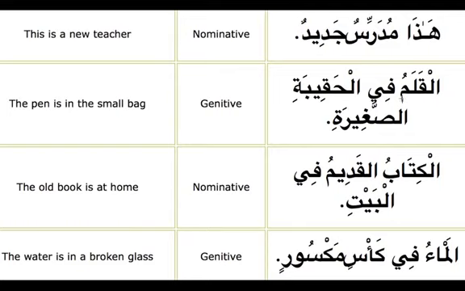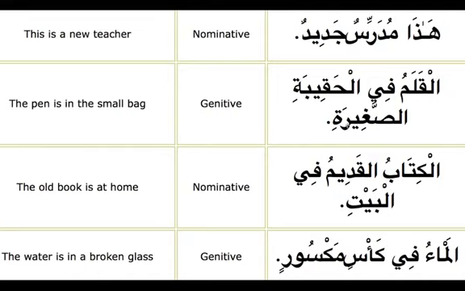So al-qalamu, the pen, fi, harf jar, fil haqibati. Haqiba means bag. So we're telling the pen is in bag. But if you want to say more about the bag, then we'll bring the adjective. When we translate, we say as-saghira. Saghira means small. The pen is in small bag. Al-qalamu fil haqibati saghirati.